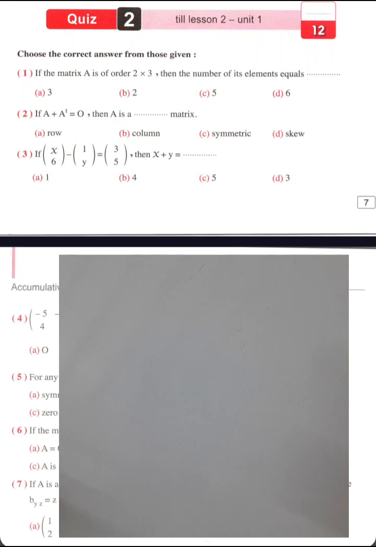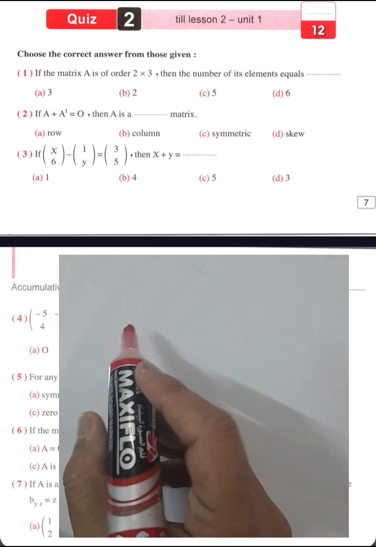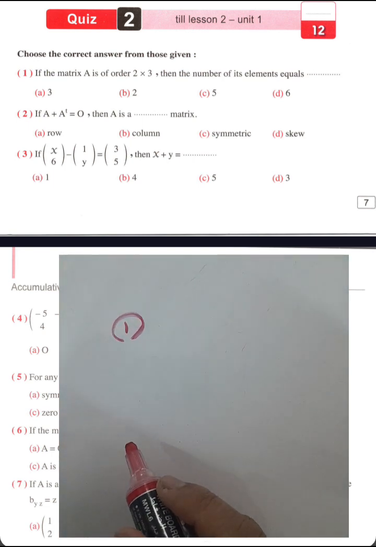We will solve quiz number 2 till lesson 2 unit 1 from the Al-Moasser book, page 7. Look with me at question number 1.